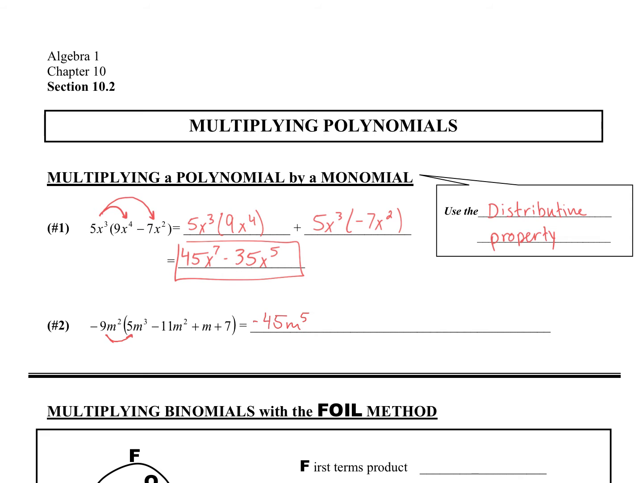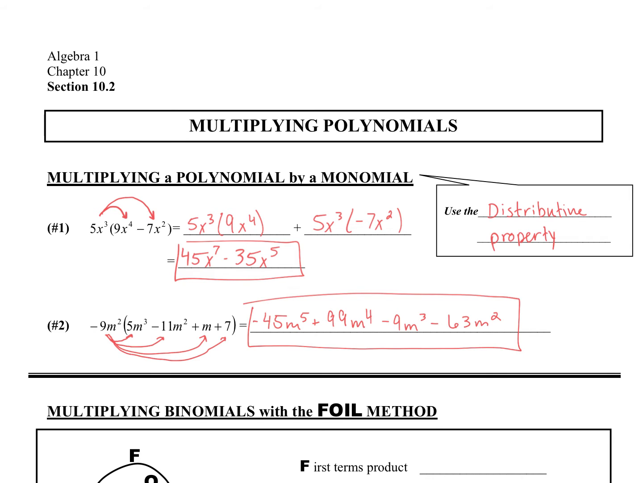Then we have negative 9m squared times negative 11m squared. So we have a positive 99m to the fourth. Negative 9m squared times positive m is going to be negative 9m to the third. And then finally, we have negative 9m squared times positive 7, which is going to be negative 63m squared. And that is our final answer. So we just used the distributive property there.